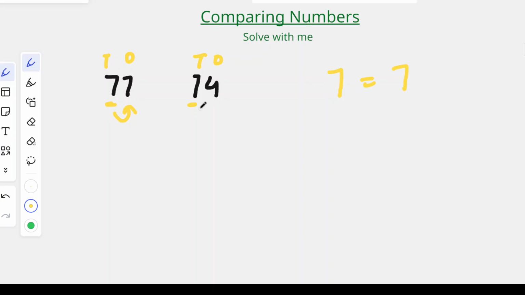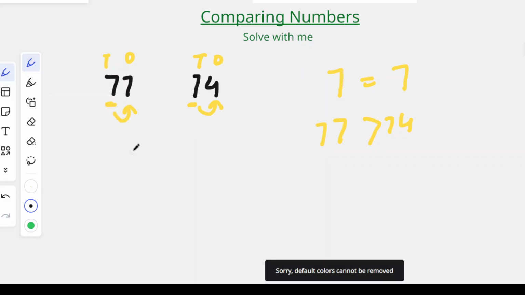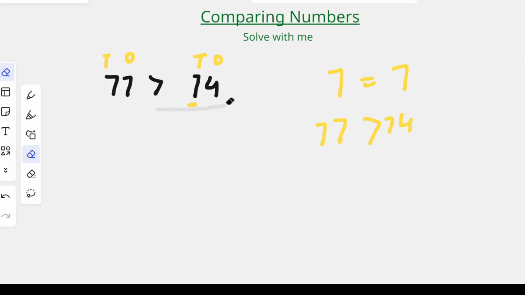So here we have 7 at ones place and here we have 4 at ones place. So between 7 and 4, which is the greater number? 7, right? Which means 77 will be greater than 74. Alright? So the sign will be like this. 77 is greater than 74. Alright?